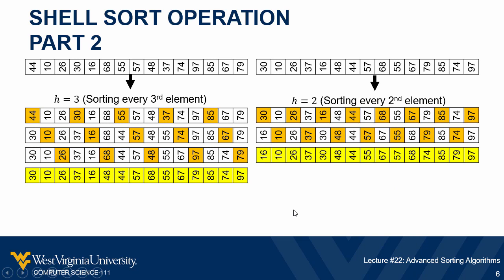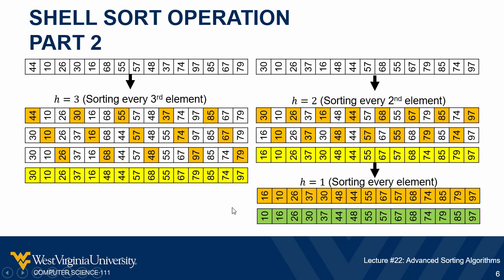We'll do a pass here with H equals 2, so we're going to sort every other item. If we take a look, every other item is going to be in sorted order. And then finally, we have to sort with H equals 1. That's going to be the endpoint for our sorting in every case where we use Shellsort, because that's what's actually going to get us to a fully sorted array. And once we sort every item, we have things fully in ascending order.